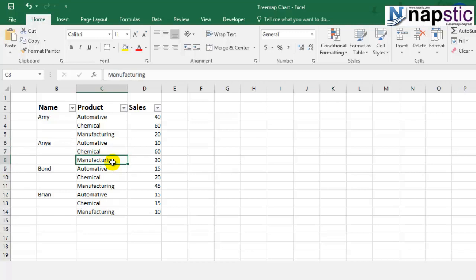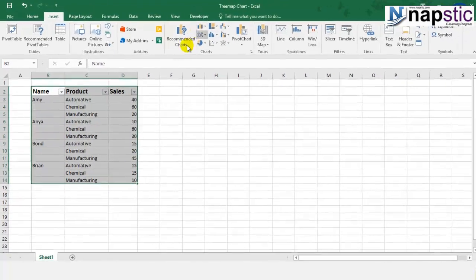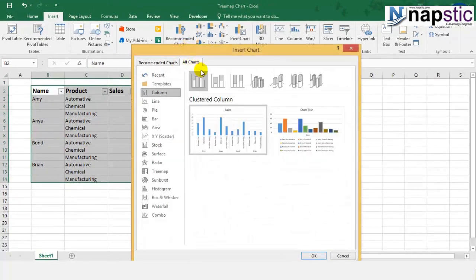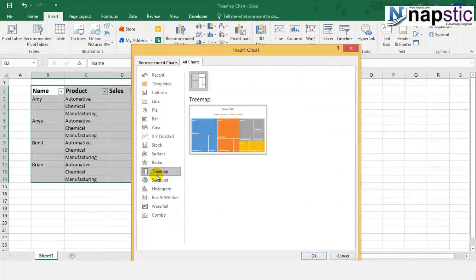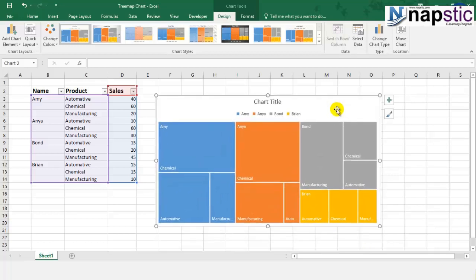So if we were to represent this in the form of a chart, the best representation that can be done is using the tree map chart. So let's just select this data. Once we have selected the data, the next thing that we need to do is go to the Insert tab, click on Recommended Charts, All Charts, and here you will find the option of a tree map chart. Once you have clicked on tree map, you just need to click on OK, and here we have the chart ready in front of you.